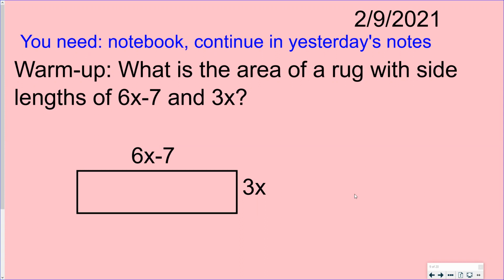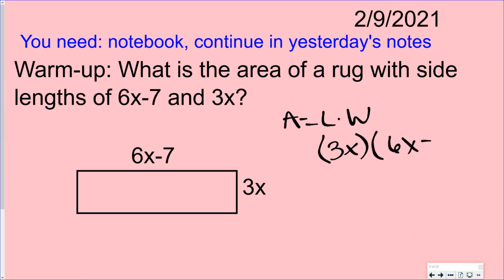So what is the area of a rug with side lengths of 6x minus 7 and 3x? This is a little bit of review from your quiz last week. How do we get this answer? Well, area equals length times width. So I should take my length and multiply it by my width.